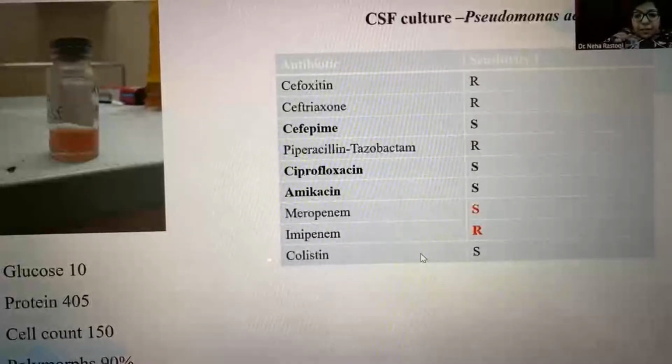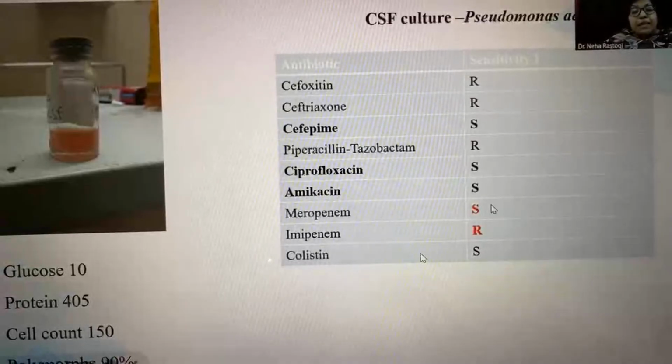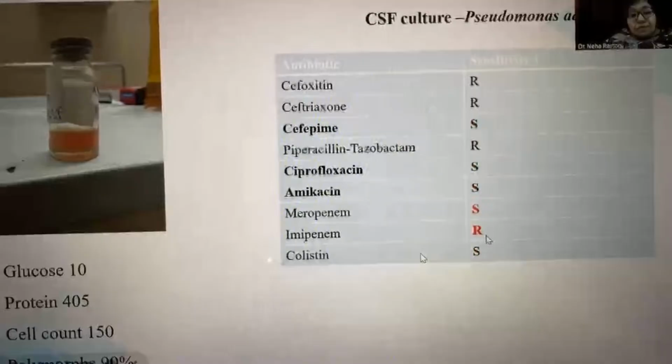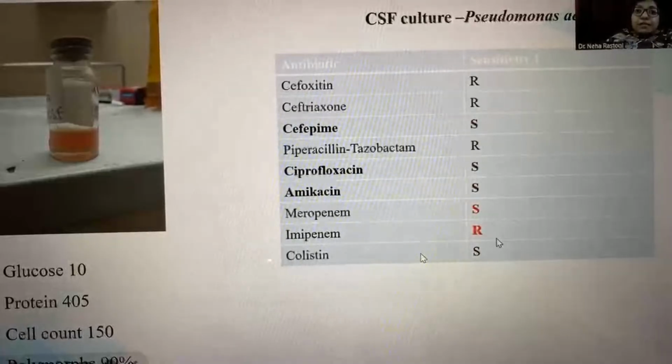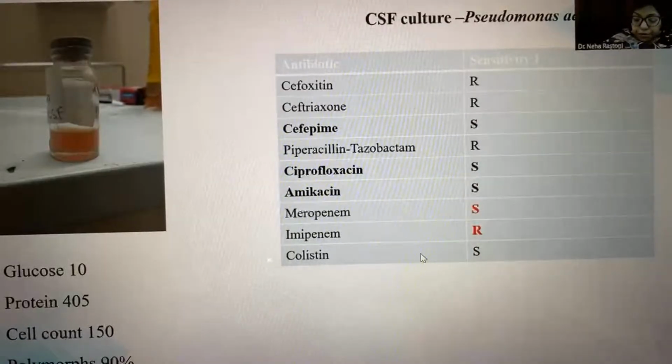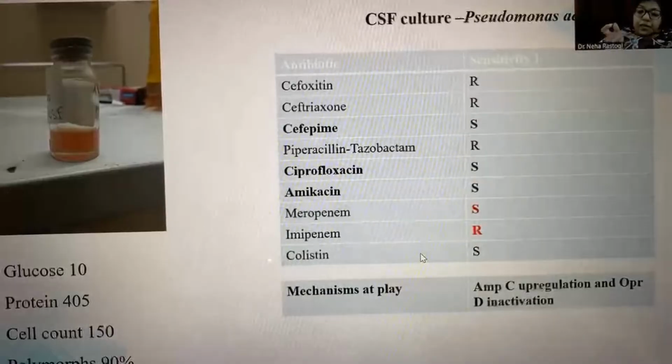with meningoencephalitis. So this patient has a Pseudomonas aeruginosa, and you can see that meropenem is sensitive and imipenem is resistant, and cefepime is sensitive, ciprofloxacin and amikacin sensitive, and colistin intermediate. This was the old report for that patient. And what are the mechanisms?